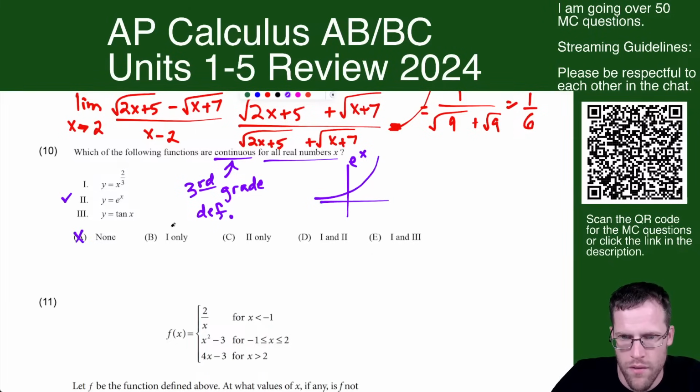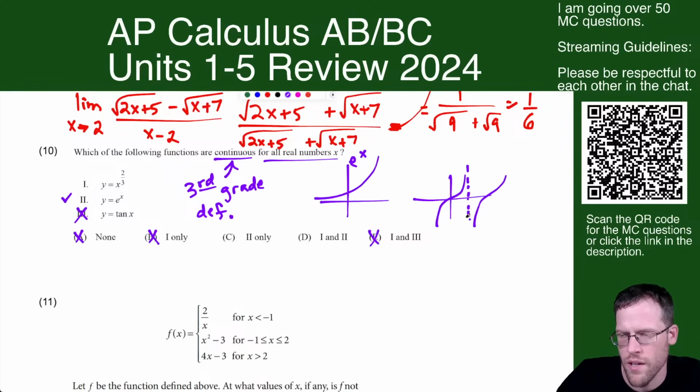So you're out. This one's out. And wait, oh, I thought it eliminated everything. So tangent x, it's basically going to be eliminated. But tangent x, if we had to draw it, is going to look like this. Okay, so it has infinite discontinuities. It has a bunch of vertical asymptotes.